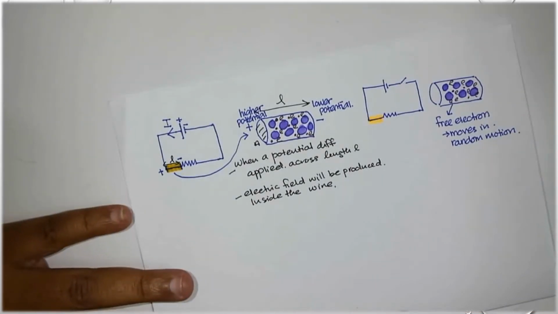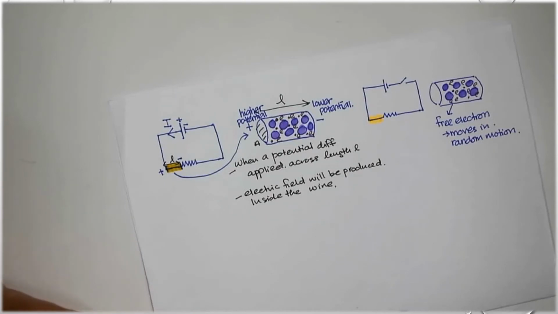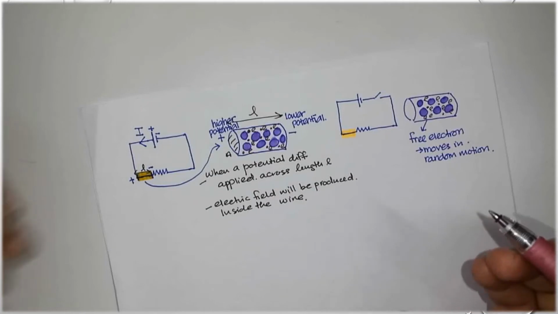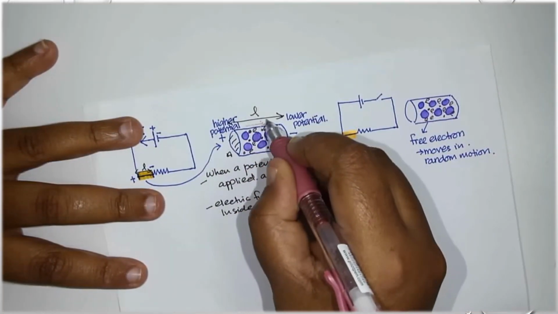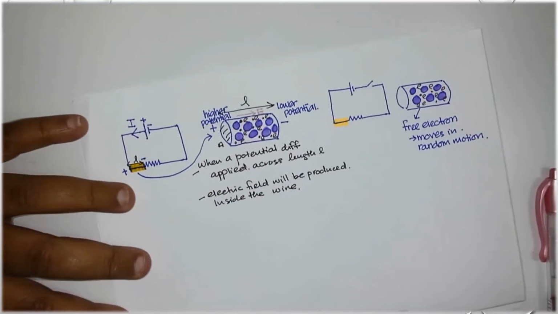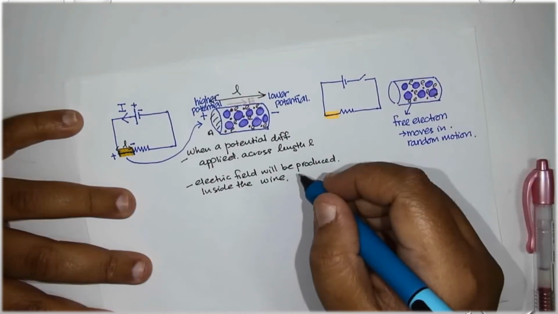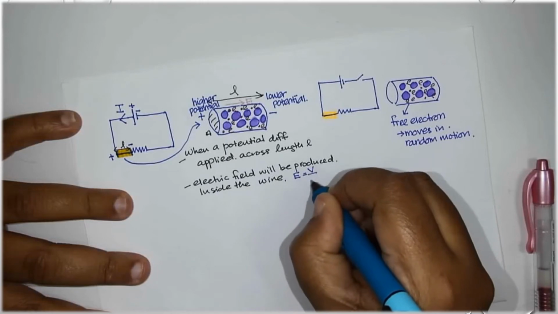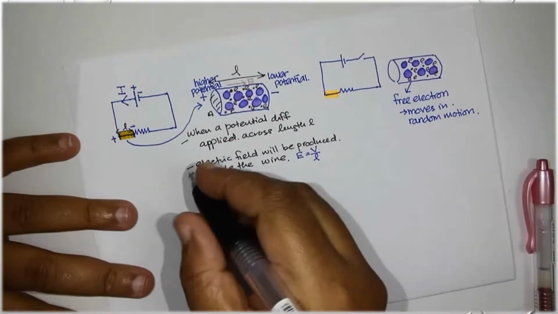I'm just going to take a different color pen and draw an electric field. The electric field will be from the positive terminal to the negative terminal, so the electric field will be in this direction. So when the electric field is produced inside the wire, the electric field will be E equals V over L. Correct? Now, when there is an electric field, what will happen?